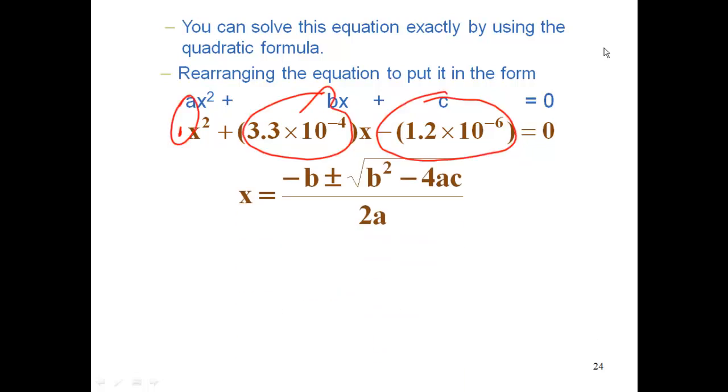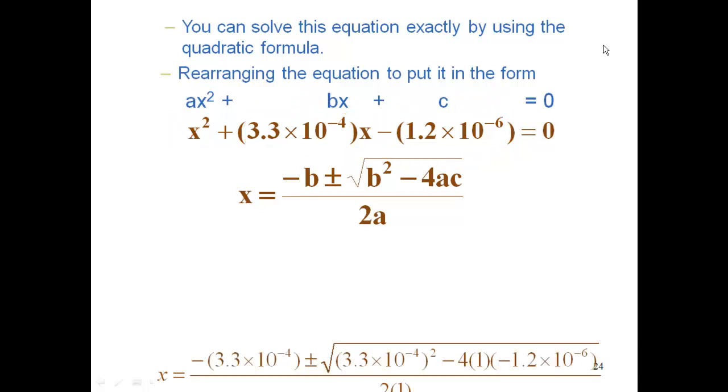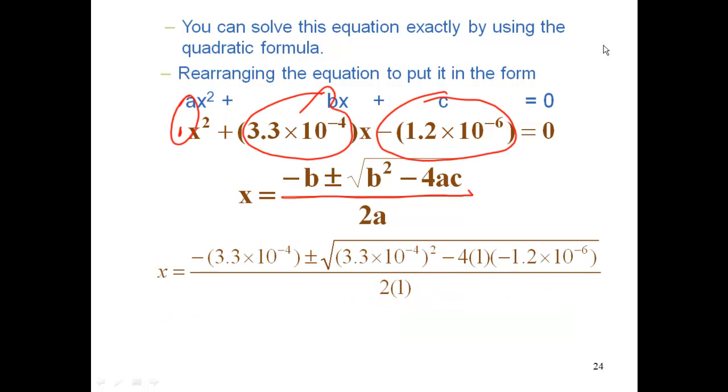Plug that into the quadratic formula, which is negative b plus or minus the square root of b squared minus 4ac, all of that divided by 2a. Plug in the values: negative 3.3 times 10 to the negative 4th plus or minus the square root of 3.3 times 10 to the negative 4th squared minus 4 times 1 times a negative 1.2 times 10 to the negative 6, all of that divided by 2 times 1. I'm not going to show you the work here, but I will show you the two answers.